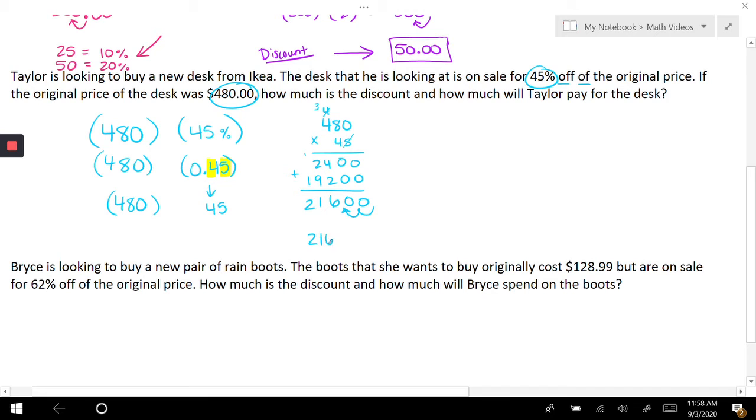So I end up with 216.00. And that's my discount. $216 is my discount. And again, this makes sense because 45% off is almost 50% or almost half off. So I need to do my subtraction now. $480 minus $216. And when you go ahead and subtract 480 minus 216, you're going to end up with $264. And that is going to be the cost of the desk after the discount.